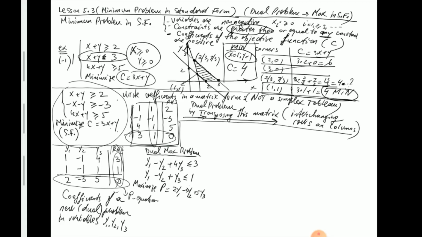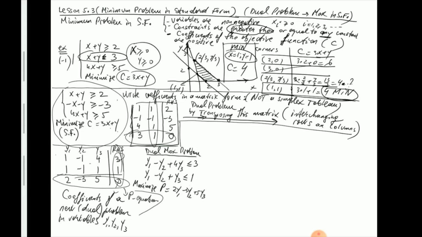So once you transpose this matrix, you're going to interpret it as giving you the coefficients for a maximum problem in standard form. So each row represents an inequality in the direction less than a positive number. And you have new variables of the dual problem, right? So y1, y2, y3. And then write down the condition for that row: y1 minus y2 plus 4y3 less than 3, y1 minus y2 plus y3 less than 1. And the last row, like I said, is going to be the P row.